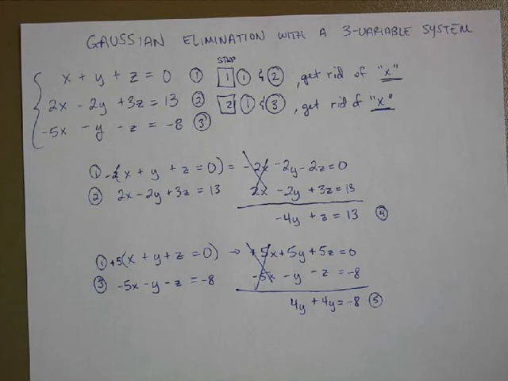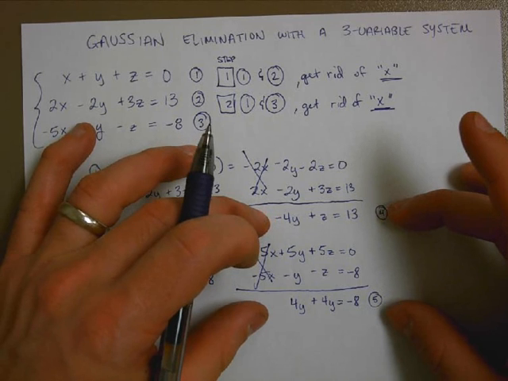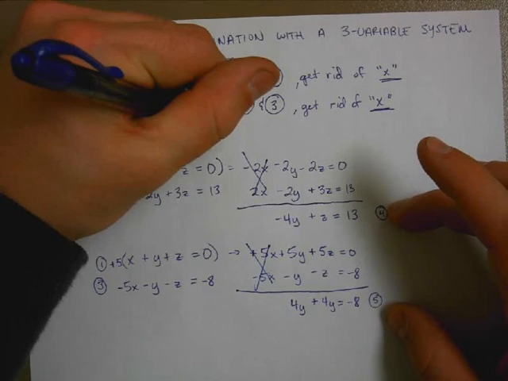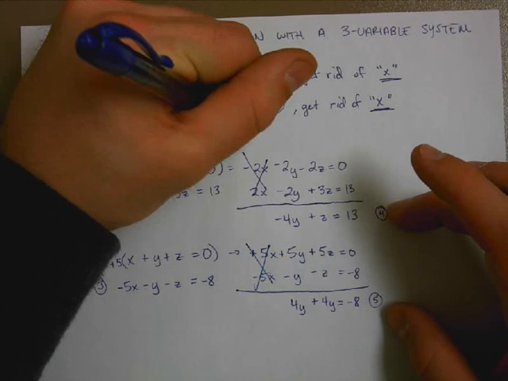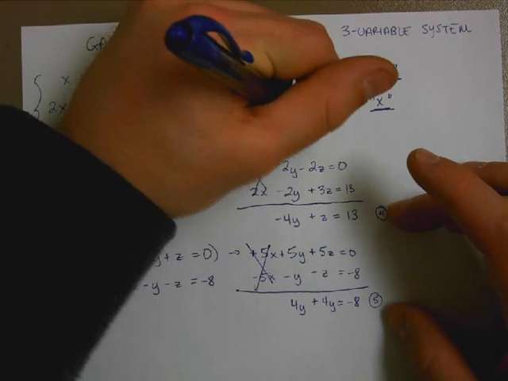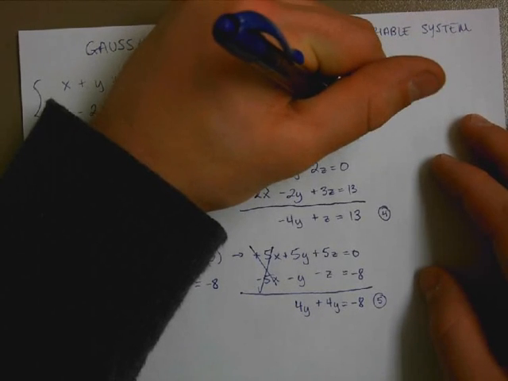Now, look what you've done. You've created two equations right here that have only a y and a z in them. So my third step then, and this is the third step every time, I'm going to combine equations 4 and 5 and get rid of the y.